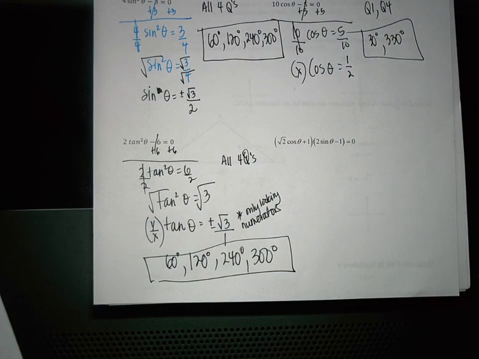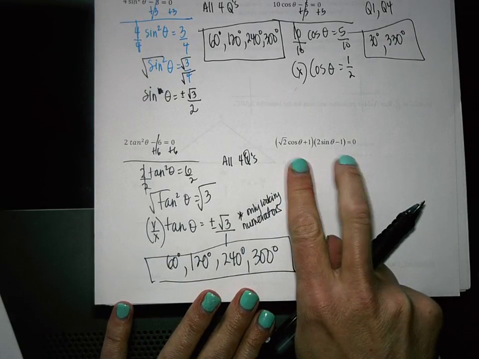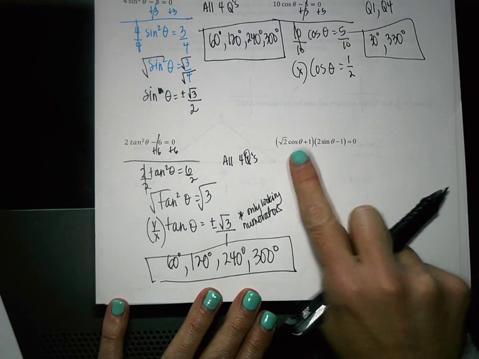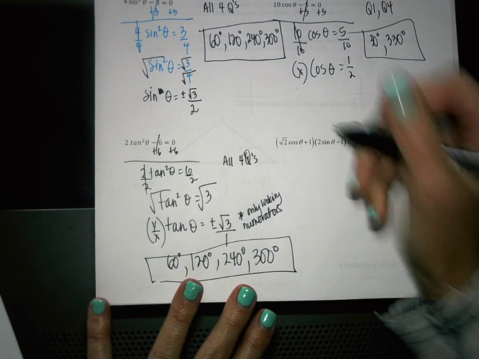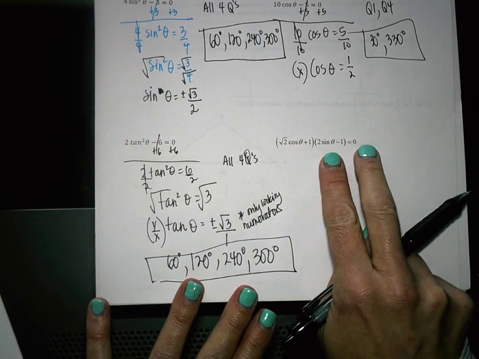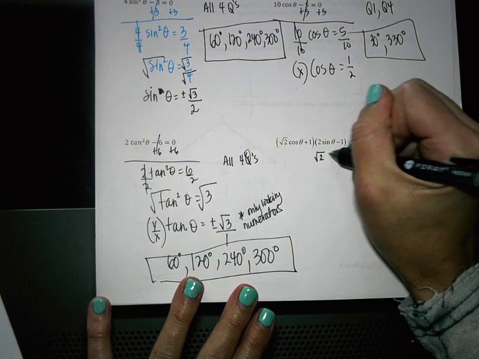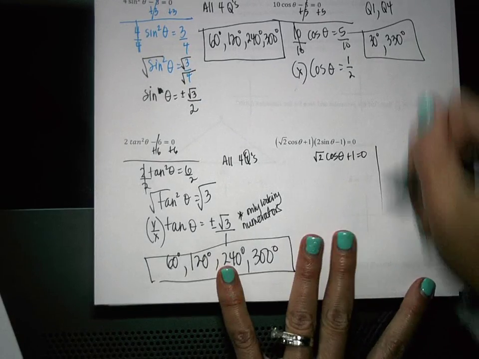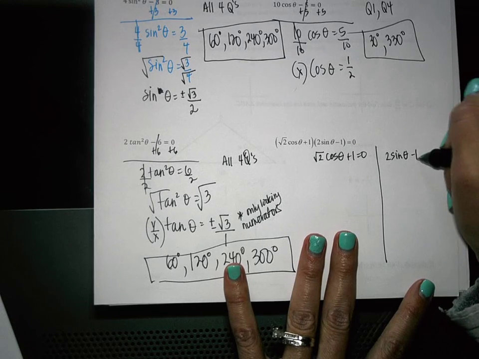This next one, they've actually factored this for you. There will be a time when you get to factor these, which will be fun. But for right now, it's already been factored, and so you just have basically two problems in one problem. So we would set each of these equal to 0 and solve them, starting with root 2 cosine theta plus 1 equals 0. And then we have 2 sine theta minus 1 equals 0.